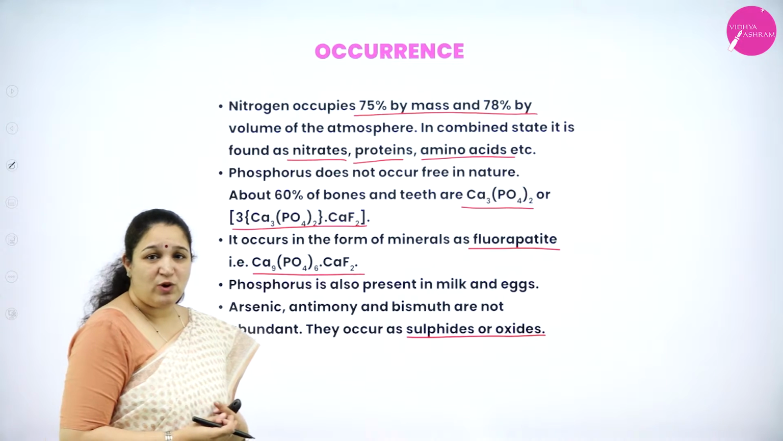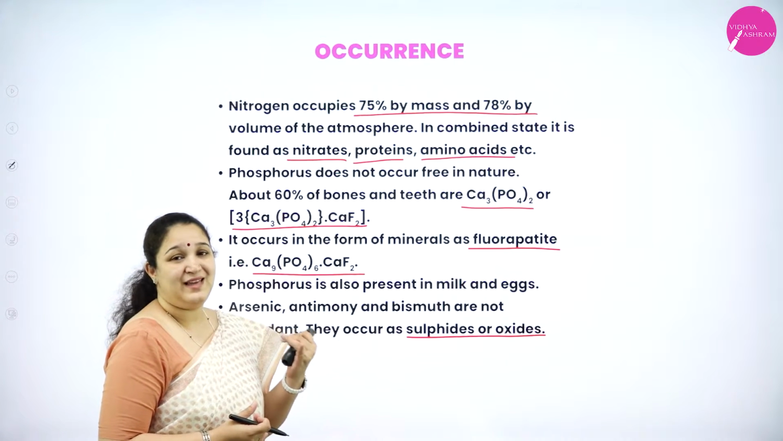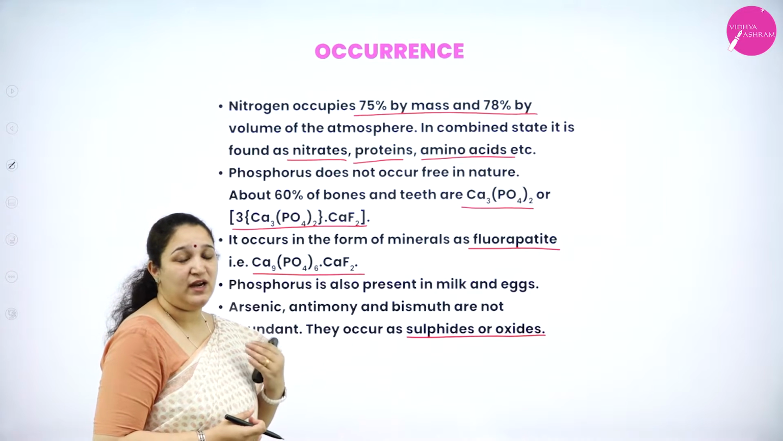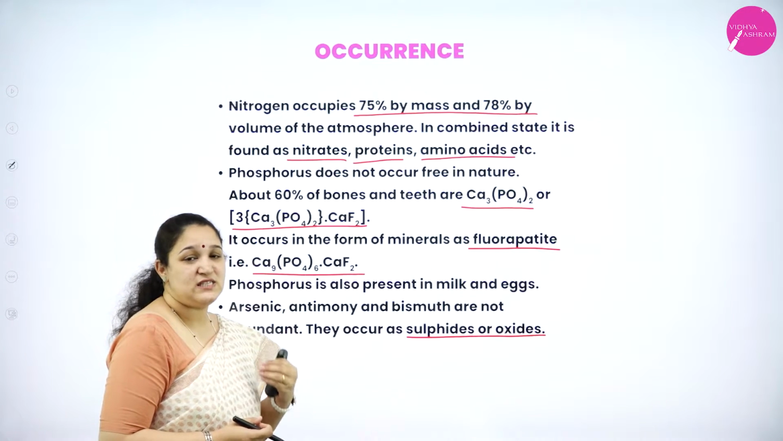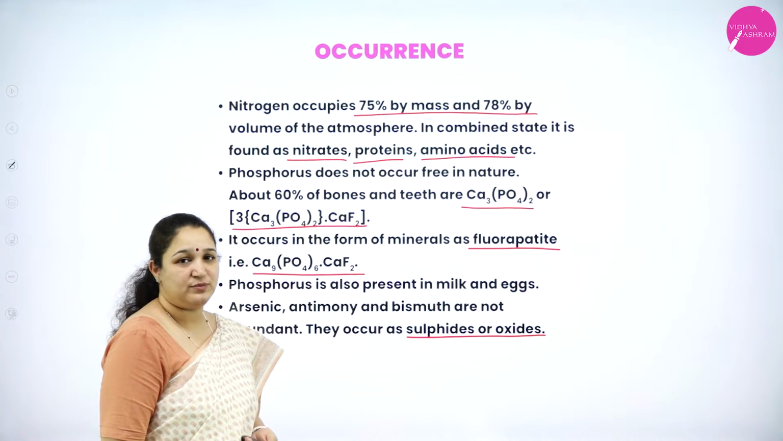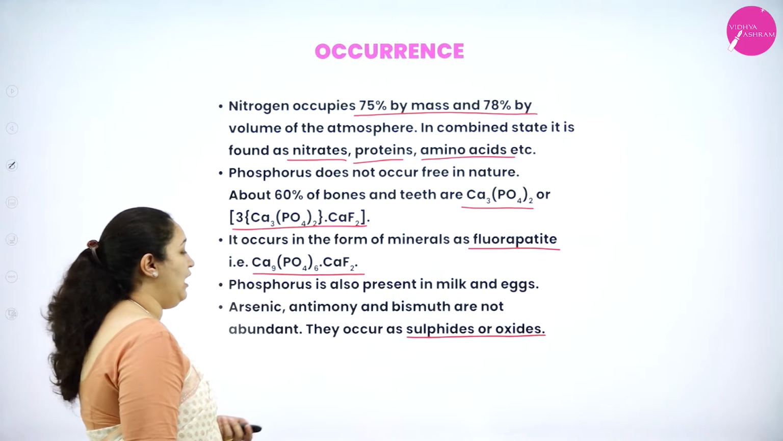So what is abundant? Nitrogen, then comes phosphorus, but arsenic, antimony and bismuth are only found as sulfides and oxides. They are not abundant in nature. Okay, that's about the occurrence.